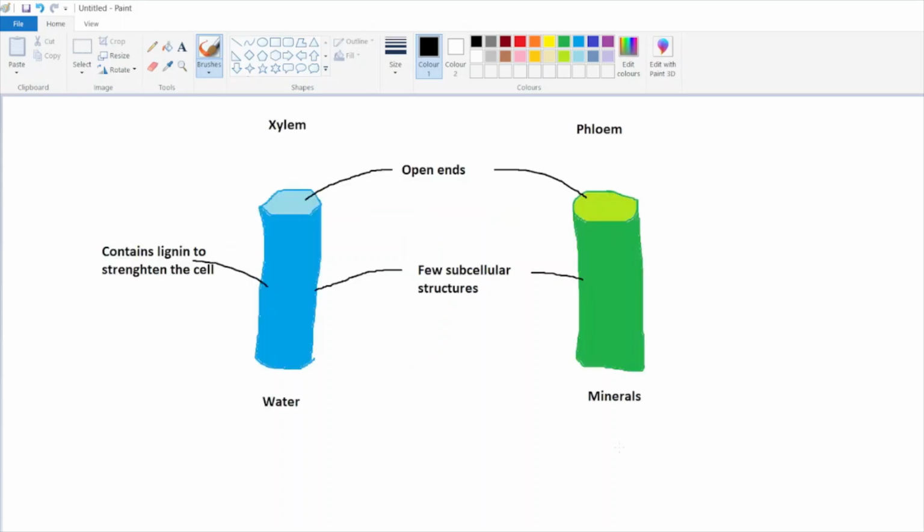Moving on to our final 2 cells, xylem and phloem cells form xylem and phloem tubes which go through plant stems and transport water and minerals. Xylem transports water and phloem transports minerals, so remember xylem and phloem, water and minerals. They both have open ends to allow substances to flow through them, and they also have few subcellular structures which also allows substances to flow through them. And xylem cells contain lignin which strengthens the walls.